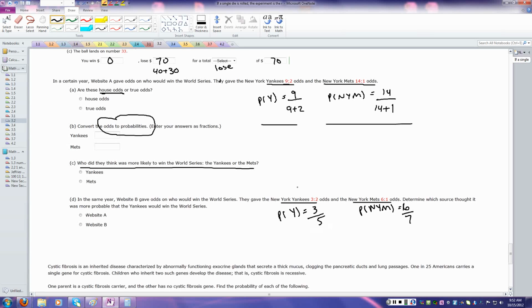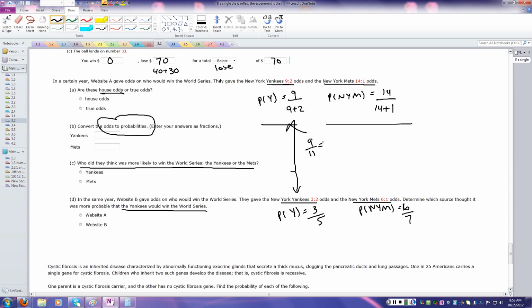So compare these two and see which one thought it was more favorable that the Yankees would win. So you only really need to compare these two, right? And which one's larger. 9 over 11 or 3 over 5. And remember, your numbers can be different.